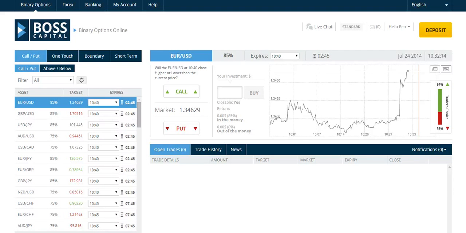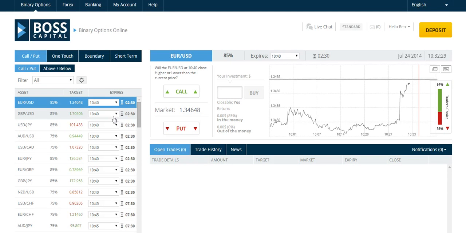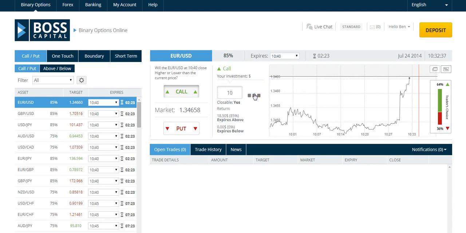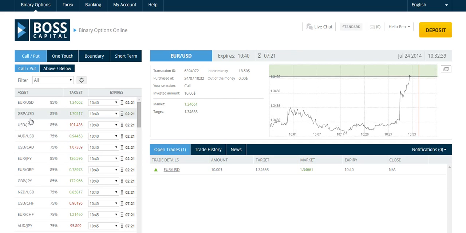Alright guys, so what we're going to do right now is make some positions on the platform. Depending on how you feel about the dollar and these various currencies, you're going to choose the optimal position. If we're looking at the euro dollar and you feel that the euro will continue to climb, you'll place a call position. So we'll put that in right there.